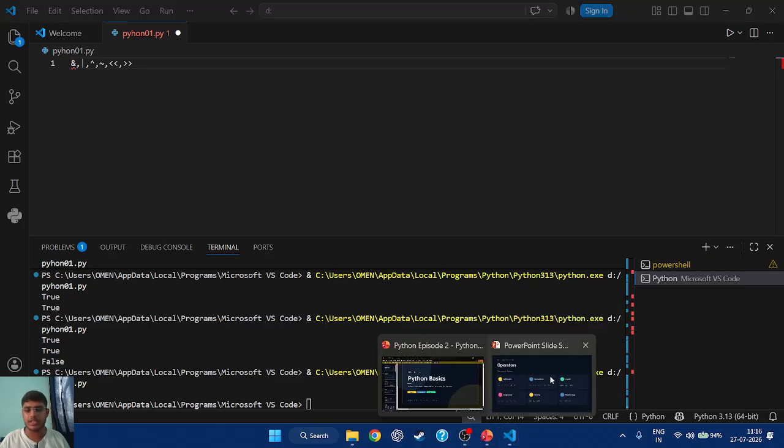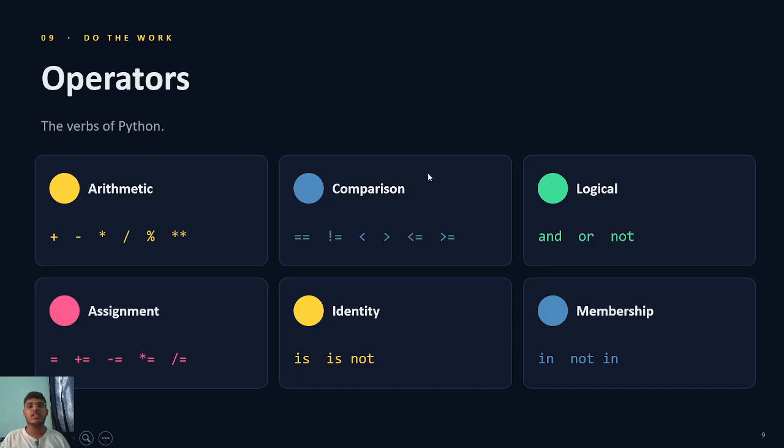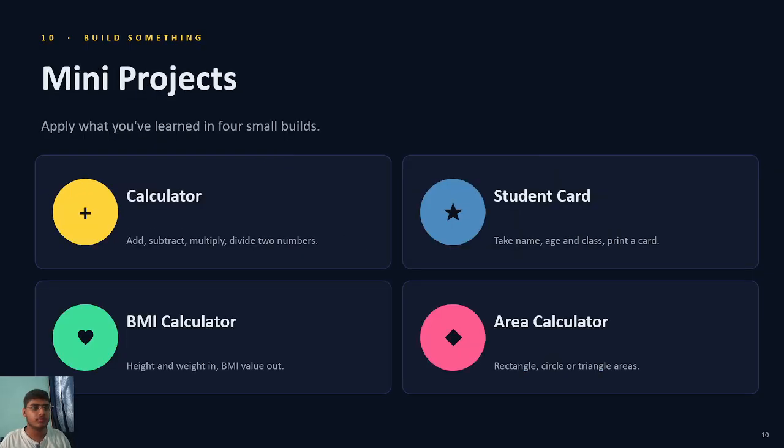Now let's come to our PPT. We have completed our operator section completely, and I hope you have learned well about it. You can make mini projects like a calculator, student card, ID cards, area calculator, and BMI calculator.